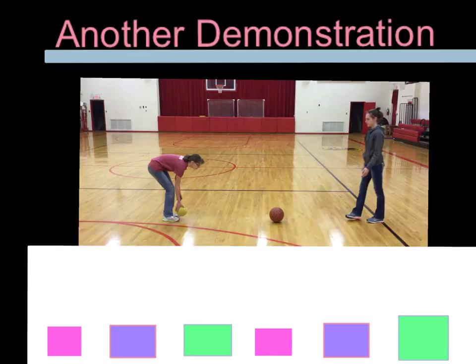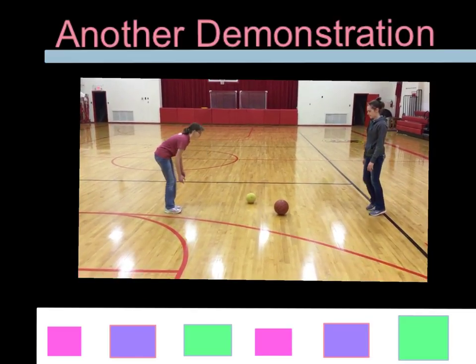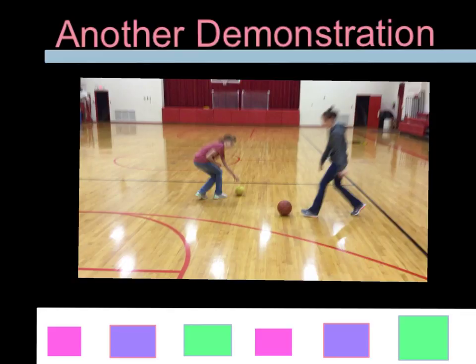Another demonstration. As a smaller ball is rolled and hits the basketball, the basketball does not go as far because the force of the smaller ball does not have enough momentum to push the bigger ball.